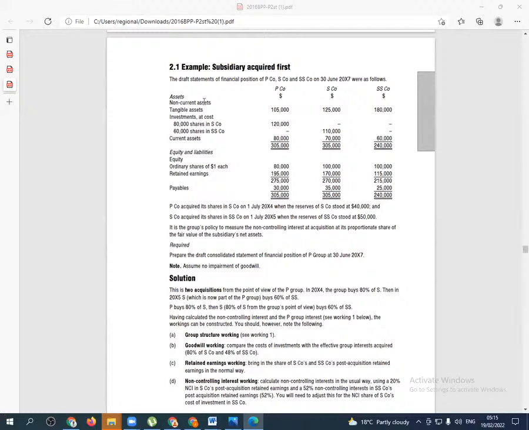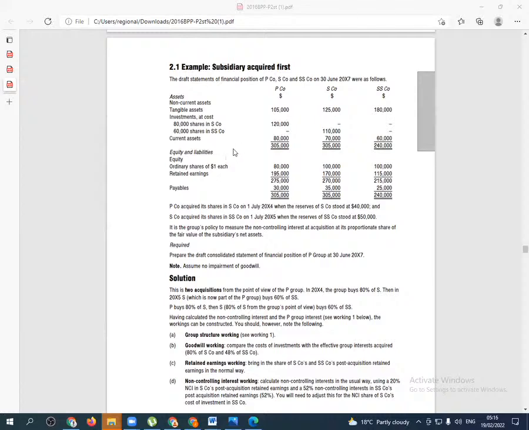So we can see here investments at cost. P bought 80,000 shares in S for 120,000. You're able to see this figure of 120,000. And then we have S company here, which paid 110,000 for 60,000 shares in SS company. And then we have the current assets, equity and liabilities, ordinary share capital, retained earnings, and payables.